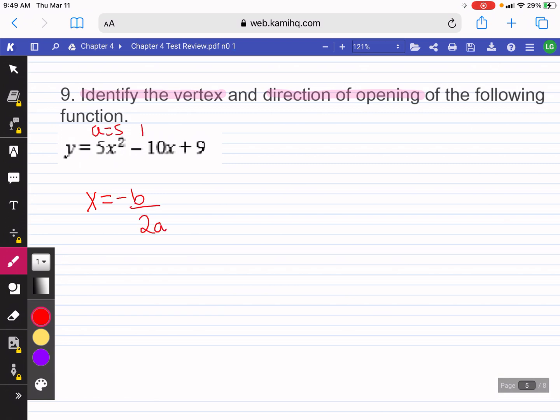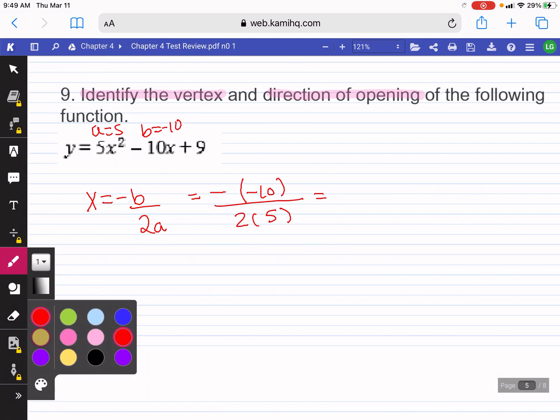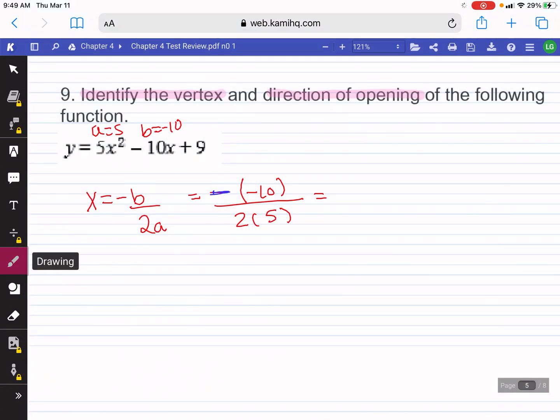Here my a is 5, my b is negative 10. So I'm going to plug those in. So I have a negative. Then for b, I'm plugging in negative 10 over 2, and a is 5. Here on my numerator, two negatives become positive. So I have positive 10, and on the denominator, 2 times 5 is 10. So my x value for the vertex is 1.